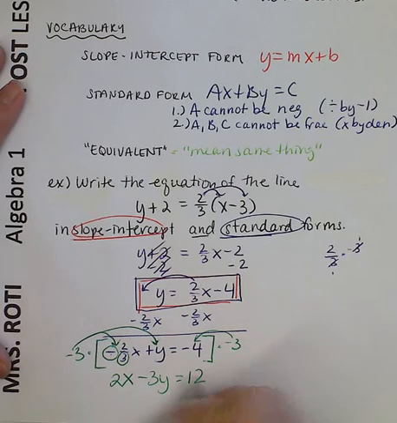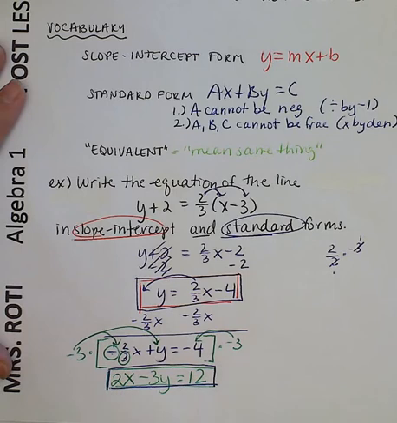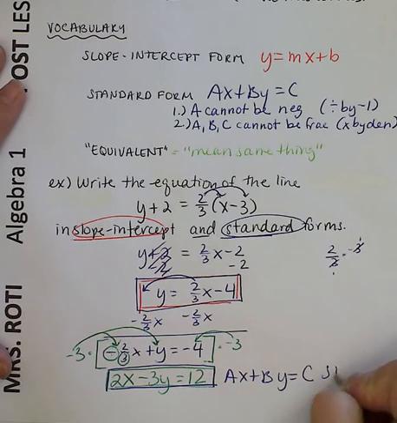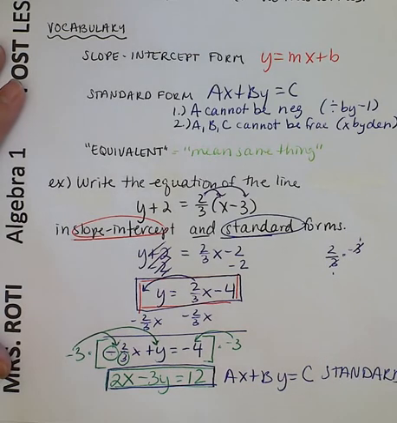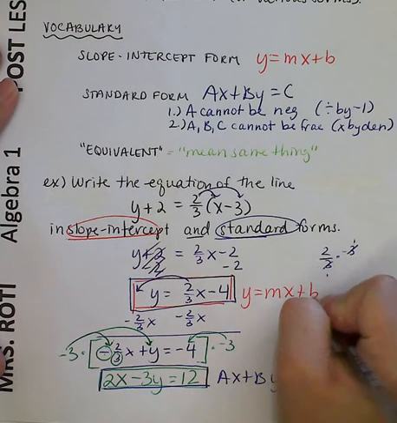And this final answer is now in standard form because we have a positive A, no fractions, and it takes the form Ax plus By equals C. So this was our answer for standard form, and this was our answer for slope-intercept form.